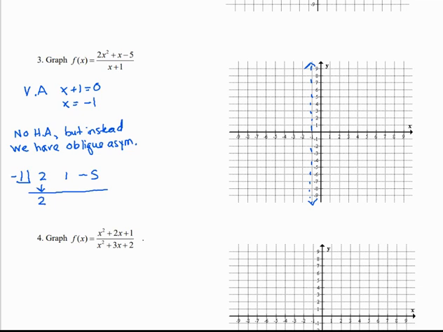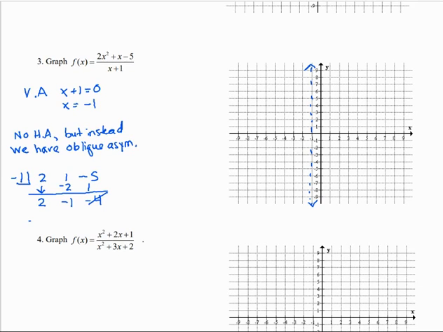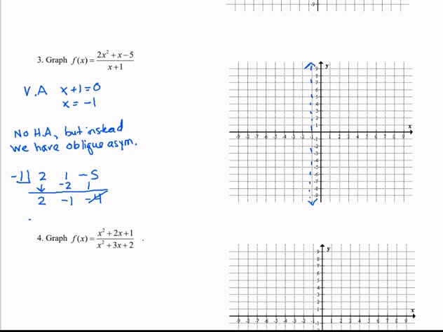Negative 1 times 2 is negative 2. That gives me negative 1. Negative 1 times 1 is negative 1. That gives me negative 4. When I do my synthetic division or long division, whichever you choose, the result is going to be your equation. Now, the equation is simply going to be y equals mx plus b. So we will ignore the remainder, and then we will use the 2 as my x term and the negative 1 as my constant. So my equation for the oblique asymptote is y equals 2x minus 1.